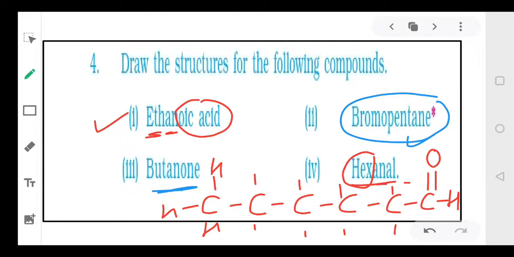So dear students, you must understand the name which is there. It is very important for you to understand the name because the formula is hidden in the name itself.